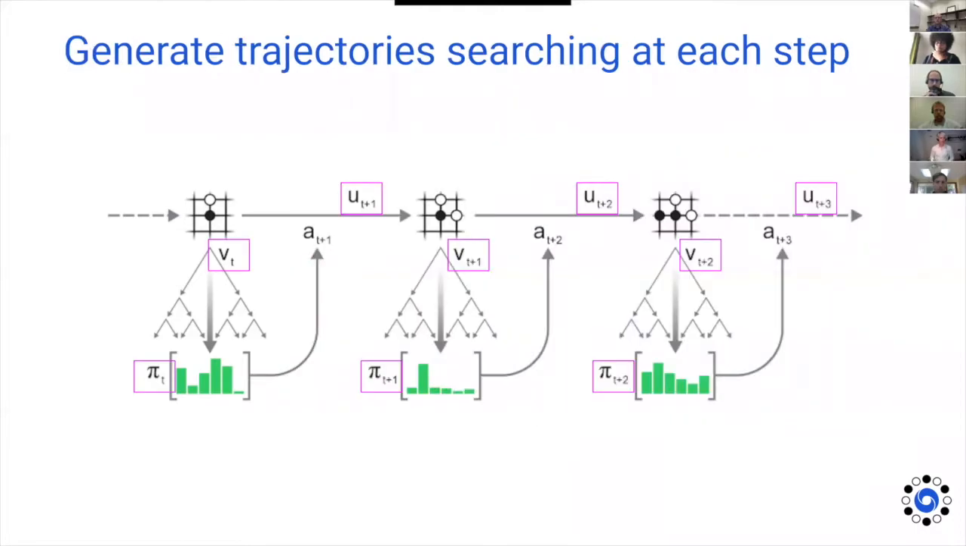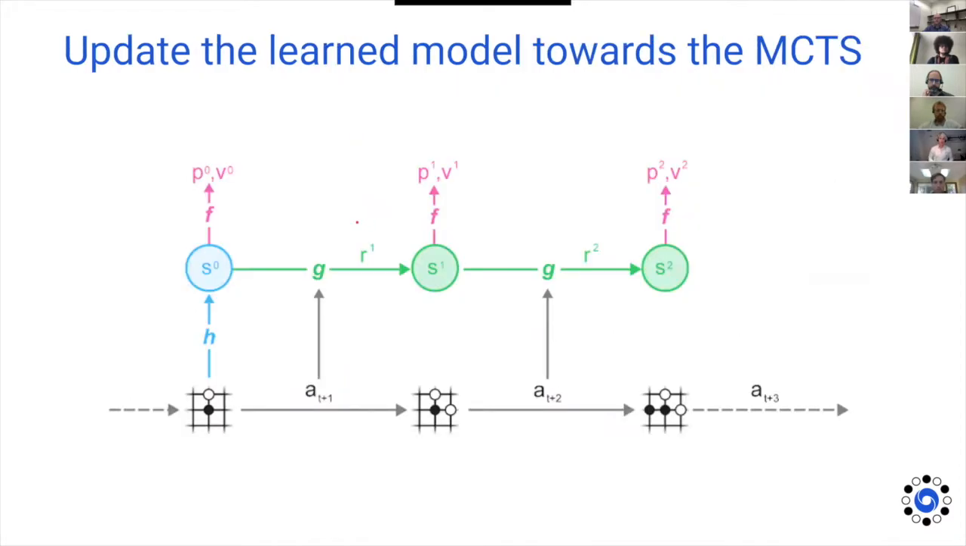If you look closely, these trajectories also contain everything that we need to train our model. We have policy distributions, we have value estimates, and we have observed rewards. So let's see how we can align this, how we can possibly train our model with this. At the bottom, we have the trajectory that we generated, a sequence of states and actions. And at the top, we can see the mapping of the learned model to this.